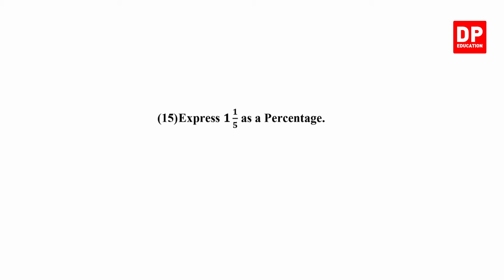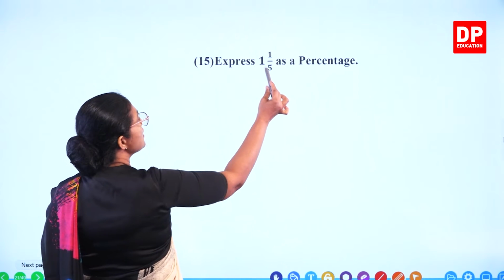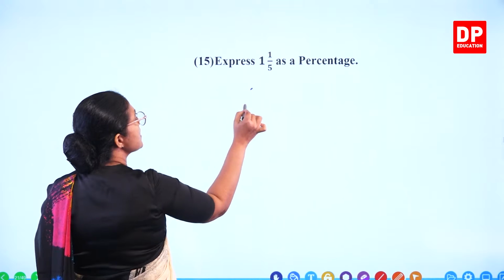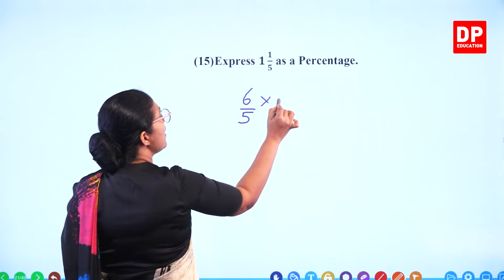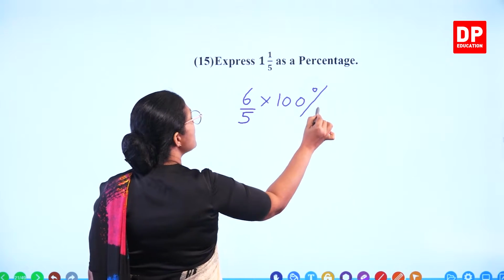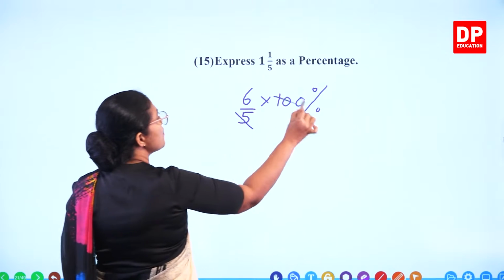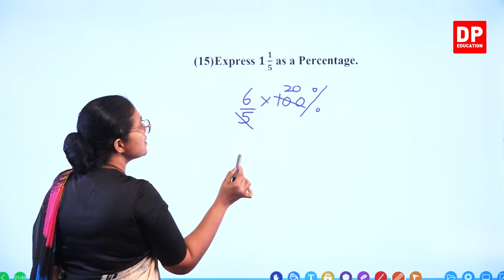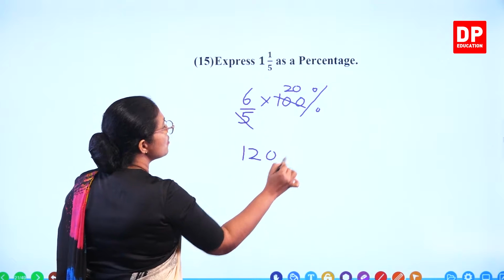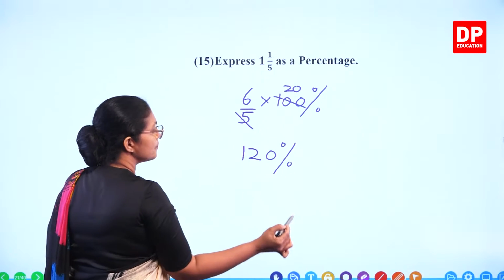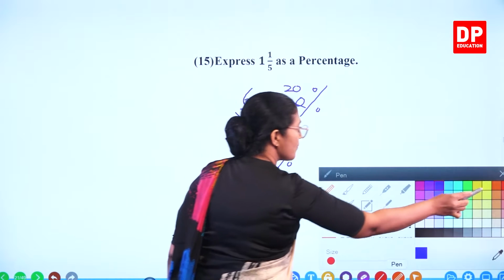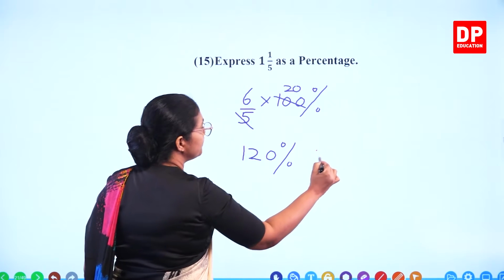Question number 15. Express 1 and 1/5 as a percentage. So you have to multiply by 100%. Before that, we'll convert the mixed number to an improper fraction. 1 and 1/5 means 5 times 1, 5, 5 plus 1, 6, 6 over 5. Multiply by 100% to convert to a percentage value. 5 times 20, 20 times 6, 120%. You get 2 marks for that.